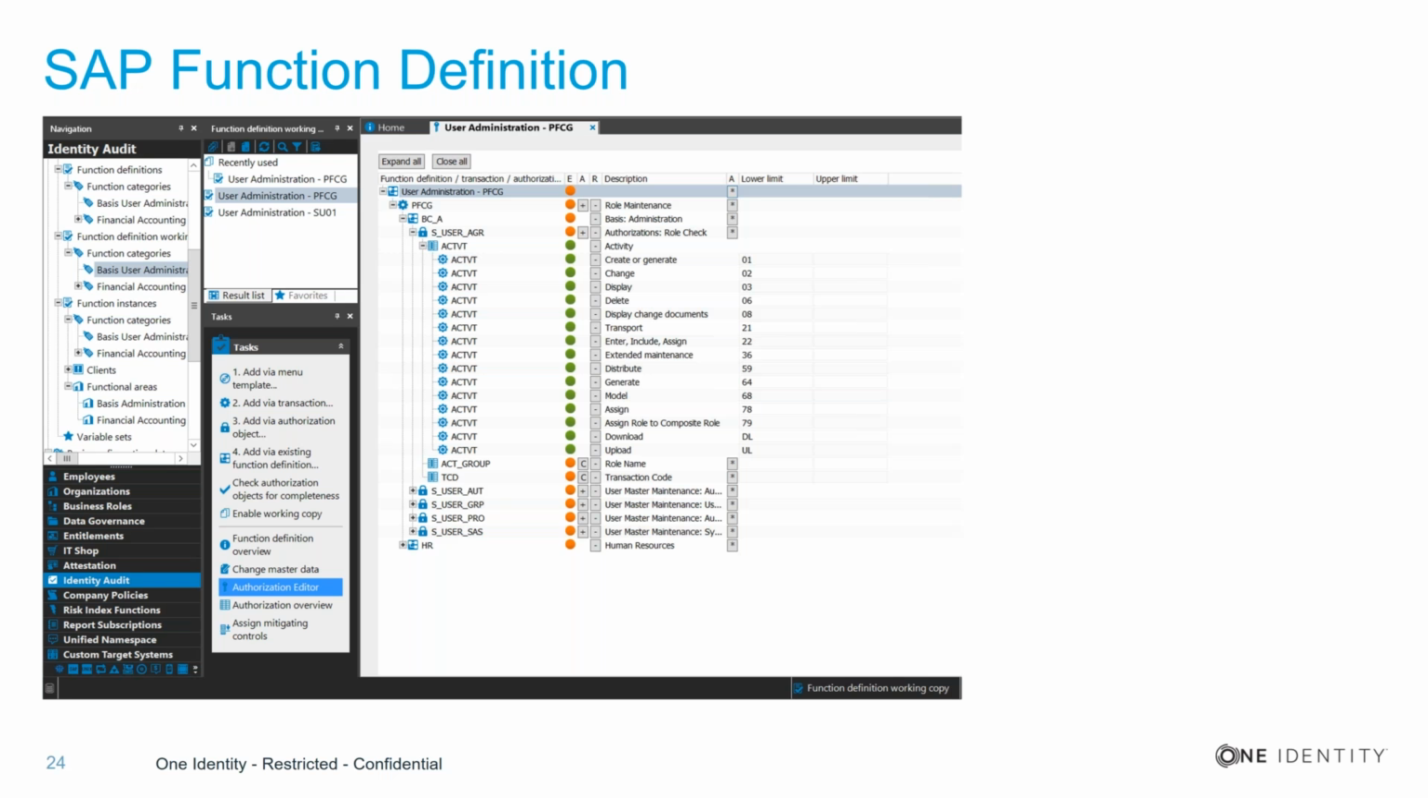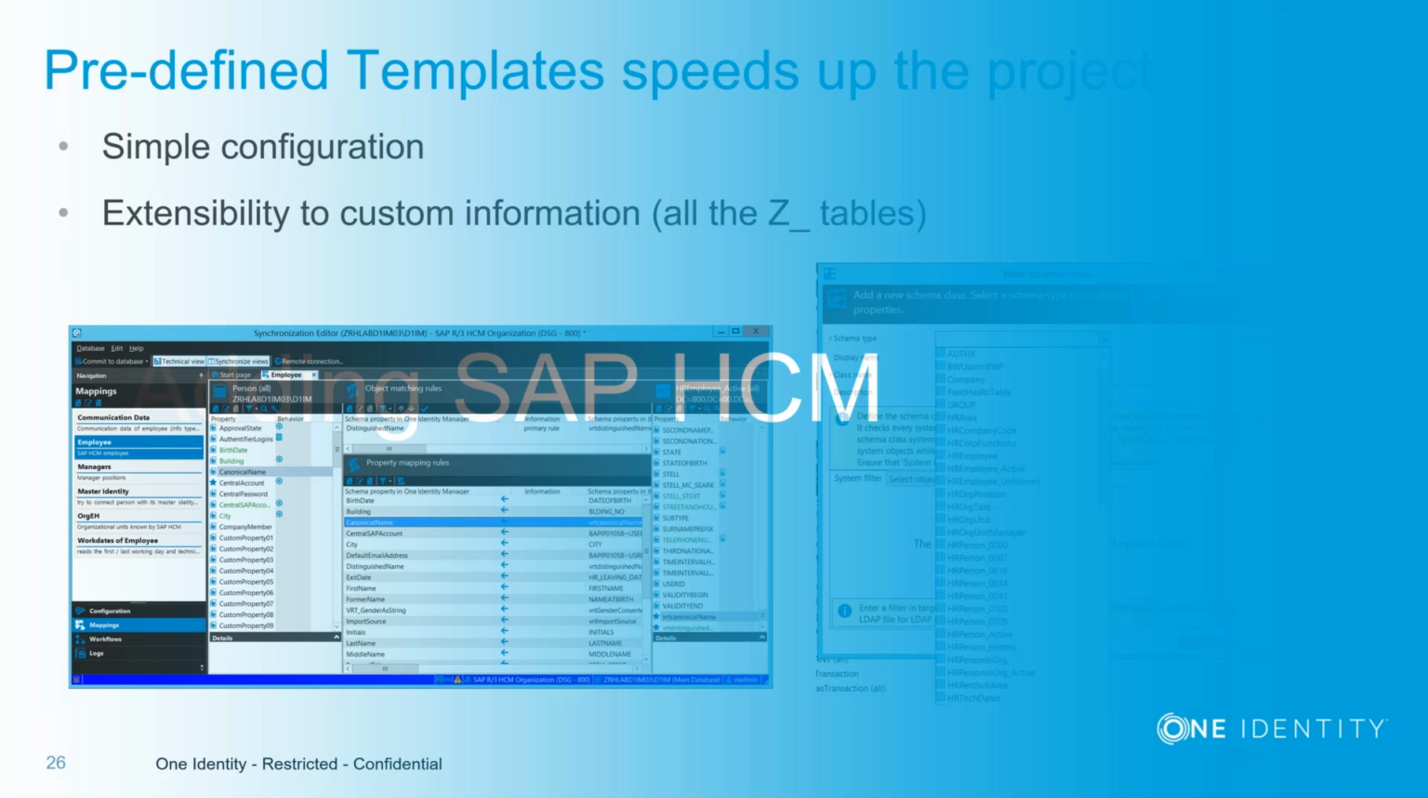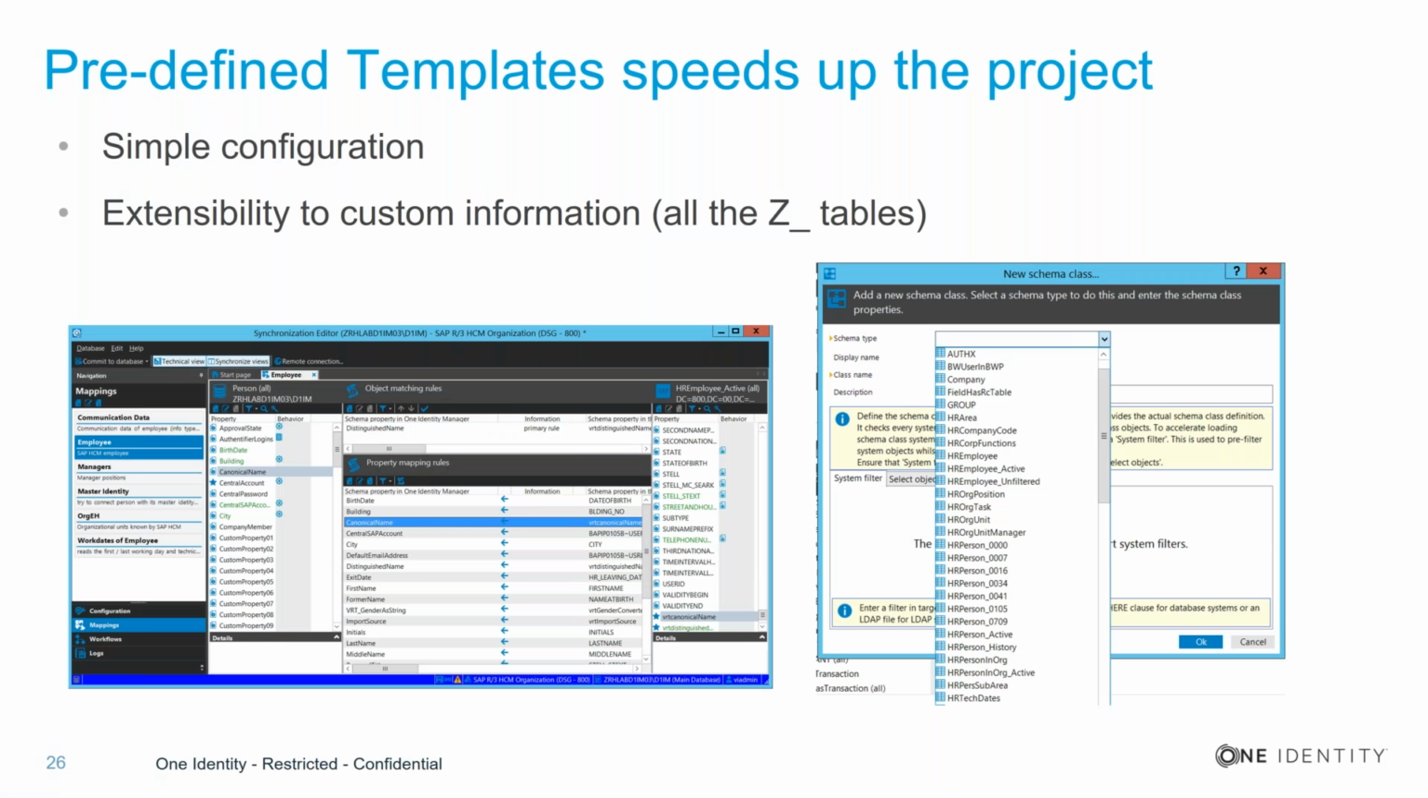So much for the SOD challenges. On the next slides, I will introduce the SAP HR capabilities of the SAP connector. The SAP connector of One Identity Manager does not only synchronize the user account information, but also the HR data from an SAP client. The One Identity Manager supports SAP as source and target system.